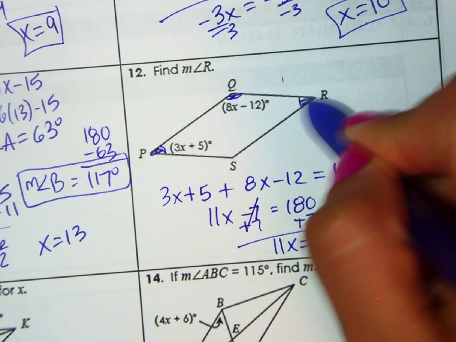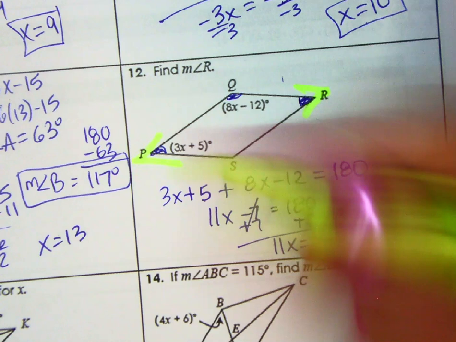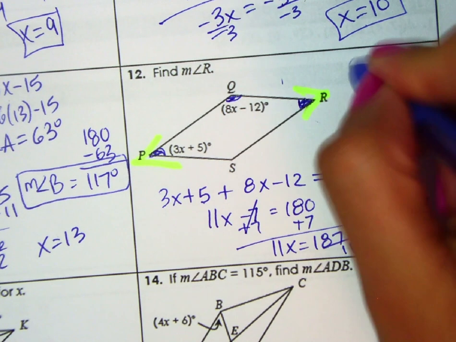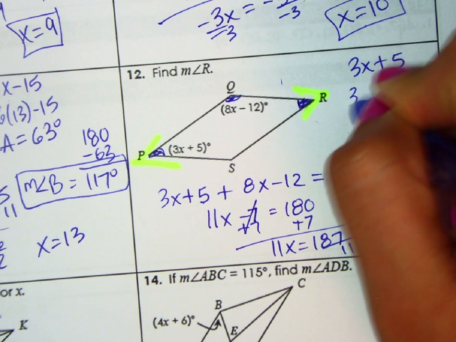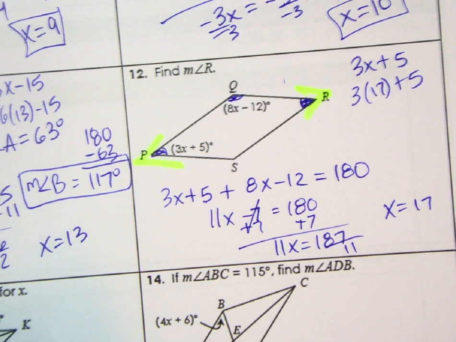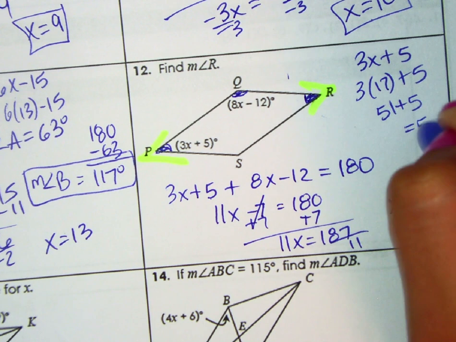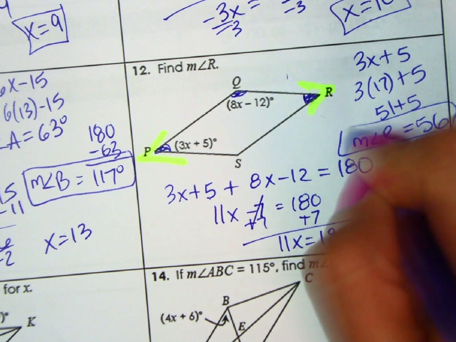R is over here, which happens to be across from angle P. So that means the same expression applies. 3x plus 5. Substitute the x value of 17. And then 3 times 17, that's 51, plus 5. So it equals 56. Measure of angle R equals 56.